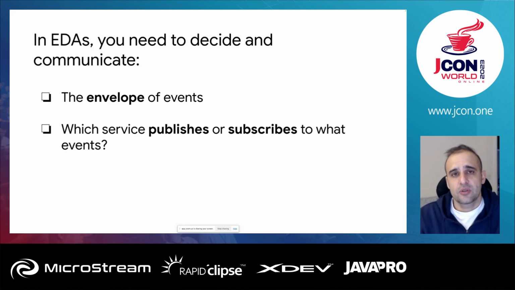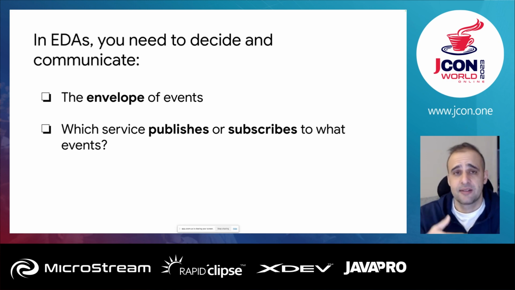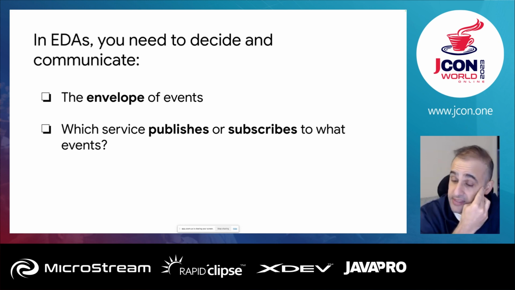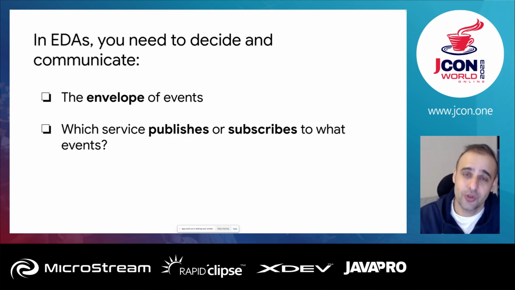And secondly, you also need to decide which service publishes or subscribes to what events, right? Some services only receive events. Some services only publish events. And most services both receive and publish events. It would be nice, actually I would say essential, that you decide on this and also communicate it, so that people who want to consume the events from your services, or talk to your services, know how to reach your service, what kind of messages to send, or what kind of messages to expect from your service.